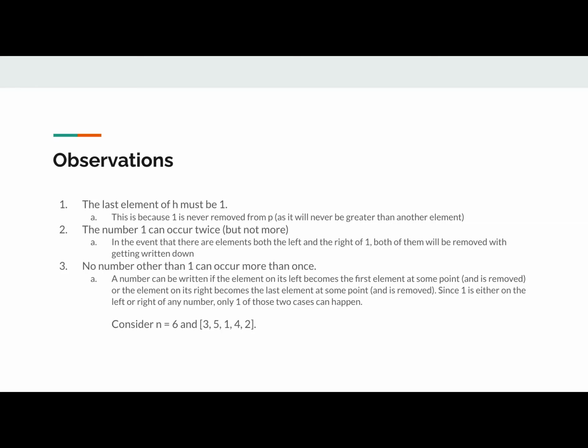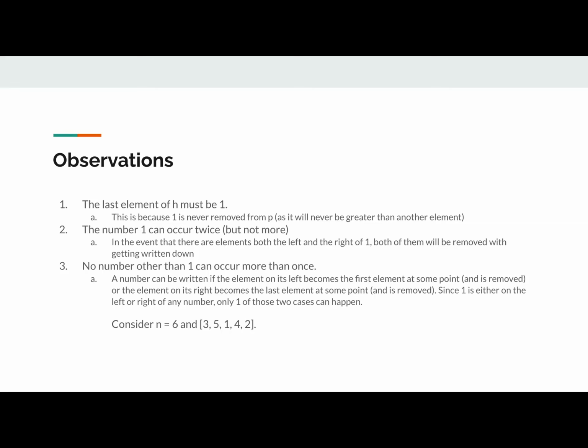The second observation is that the number one can occur twice, but not more. And the reason it can occur twice is that if there's an element both to the left and to the right of one, both of them will be removed eventually, right? Since one is the last number that'll be removed, they both get removed. And when the element on the left is removed, one will get written down. And when the element on the right is removed, one will also get written down. So the number one can occur twice. And it can also occur once. But the number one cannot occur more than twice.